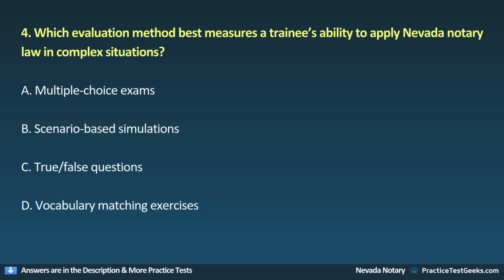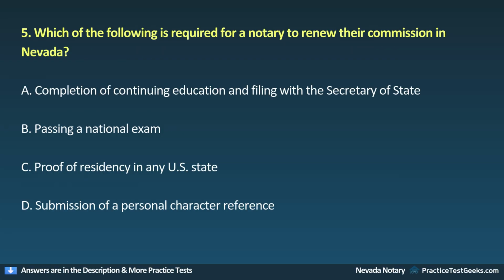4. Which evaluation method best measures a trainee's ability to apply Nevada notary law in complex situations? A. Multiple choice exams. B. Scenario-based simulations. C. True-false questions. D. Vocabulary matching exercises.